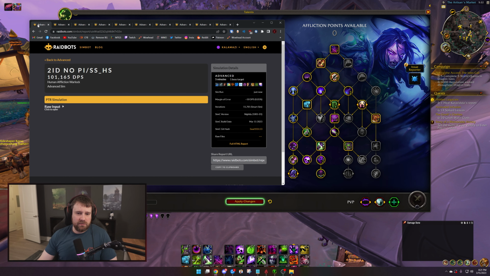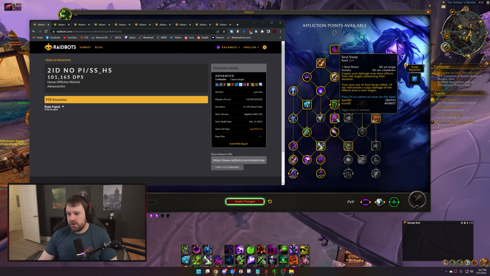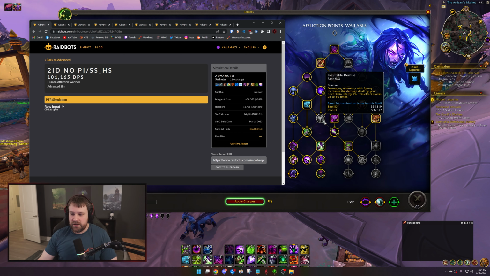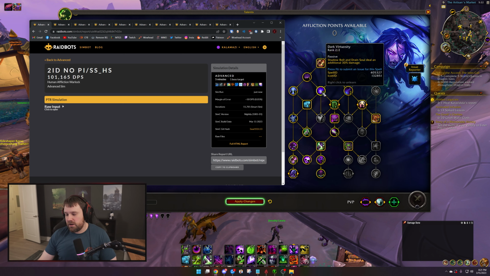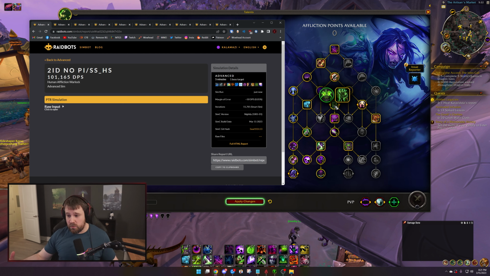I took the liberty of running a sim here, playing 2 ID, no PI, no Soul Swap, and no Haunted Soul, basically taking these 2 points, one from here, and putting it into ID. And you can play with it however you want. You can still put a point in PI, pulling a point from here. I played with different combinations. None of them were worthwhile.